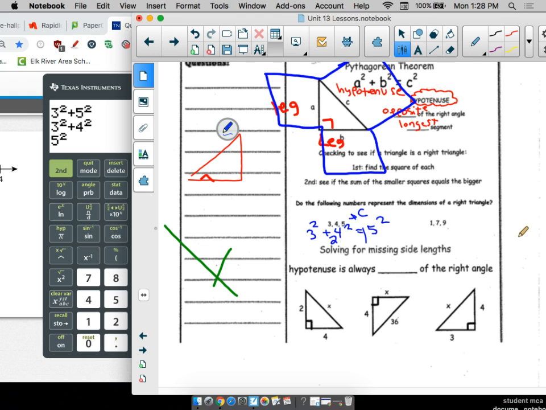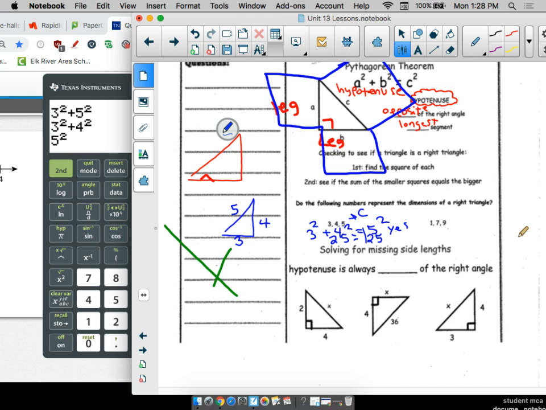And then you can just show 25 equals 25. So yes, this would be a right triangle. So you could have 3, 4, 5. It would look something like that. Okay? And it doesn't matter where you put the 4 and 3, because addition is commutative, you can flip.